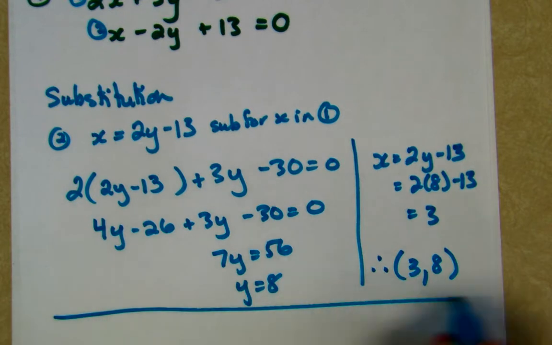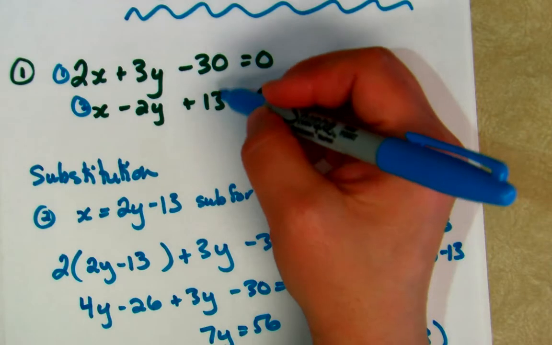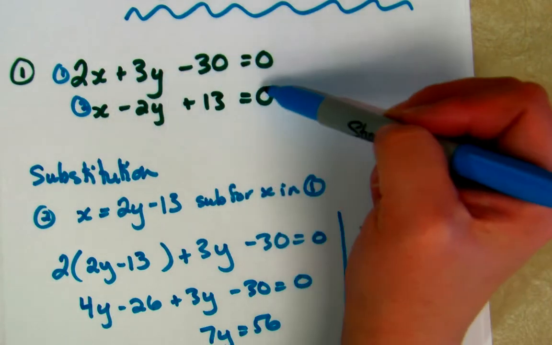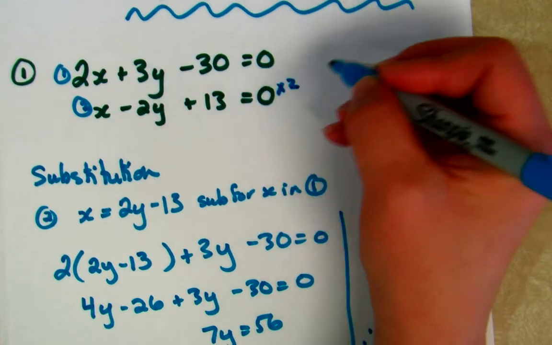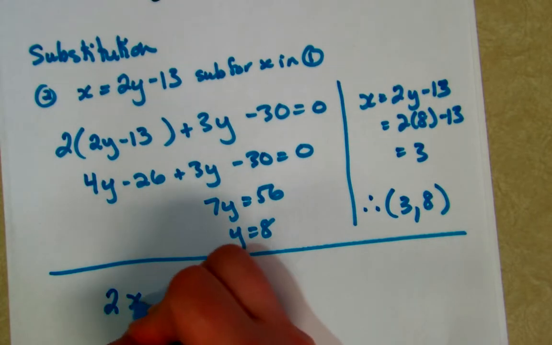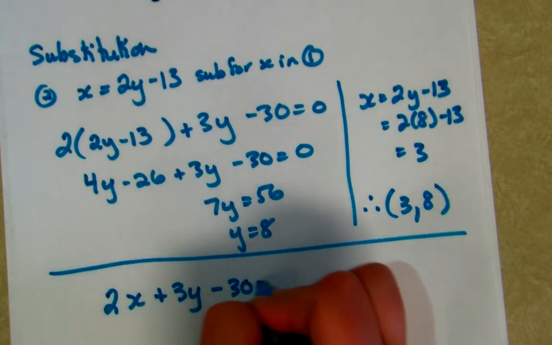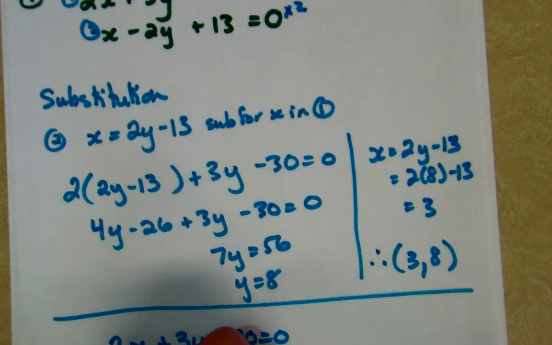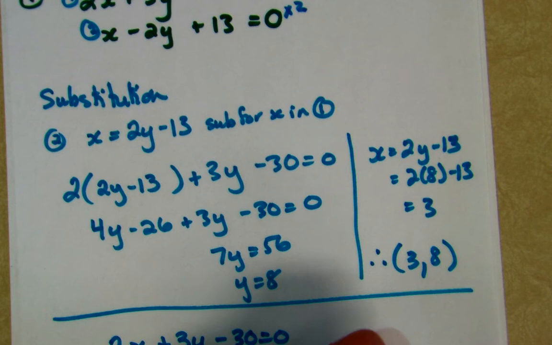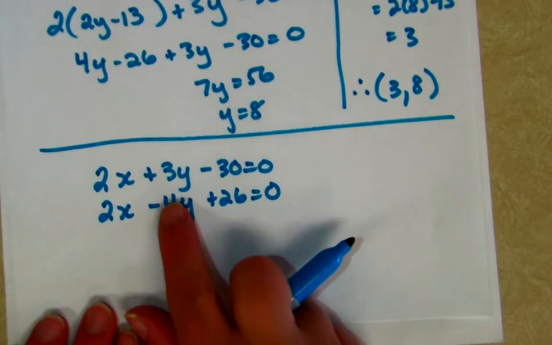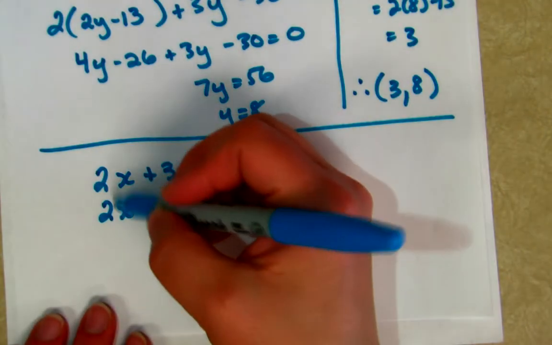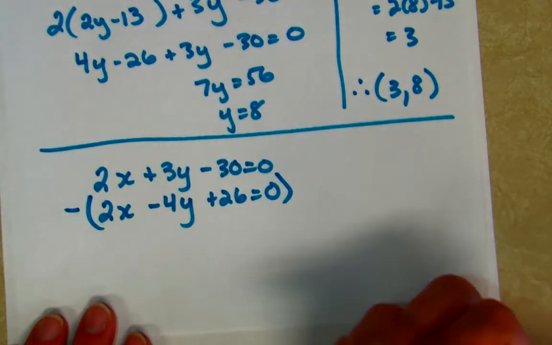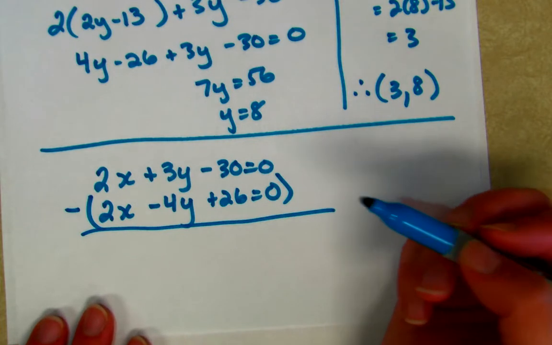So that's substitution. Elimination goes back to this where I have 2x, 3y. If I multiply the second equation times 2, I will also have 2x. So I'm going to keep the first equation the same, which is 2x plus 3y minus 30 equals 0. Then I'm going to take the second equation and double everything. So I end up with 2x minus 4y plus 26 equals 0. Now if I look at what I have, two equations with the same number of x's. These x's have the same sign, so I'm going to subtract them to eliminate the x's. That's why it's called elimination.